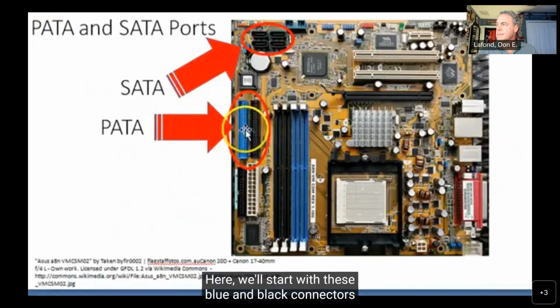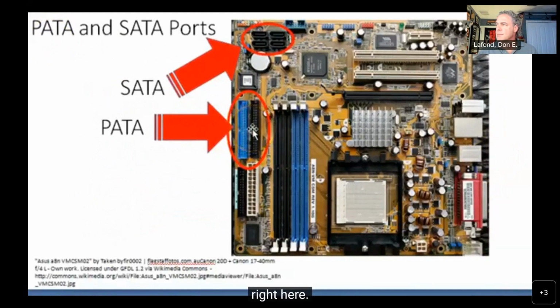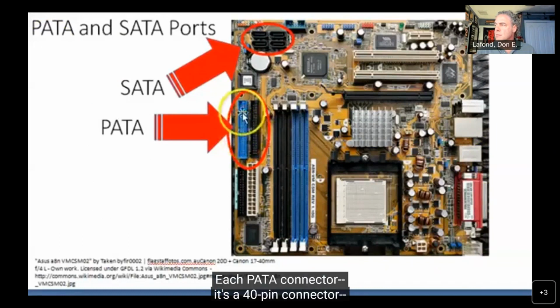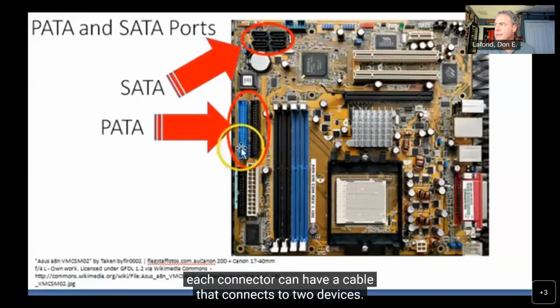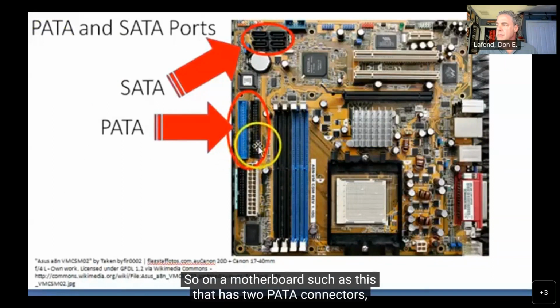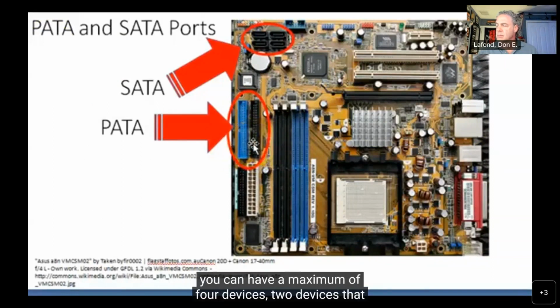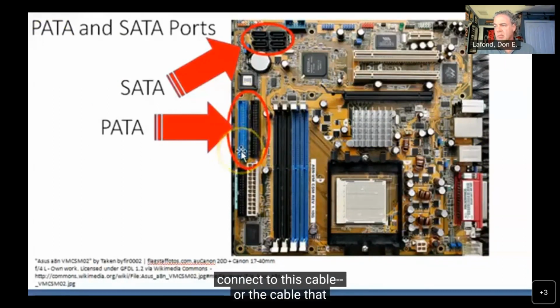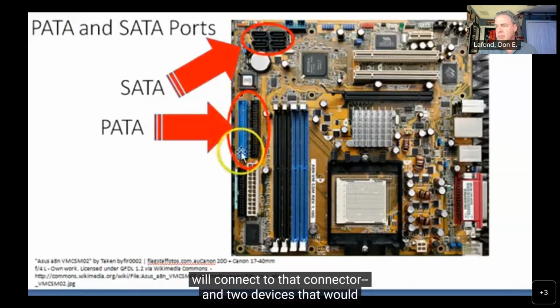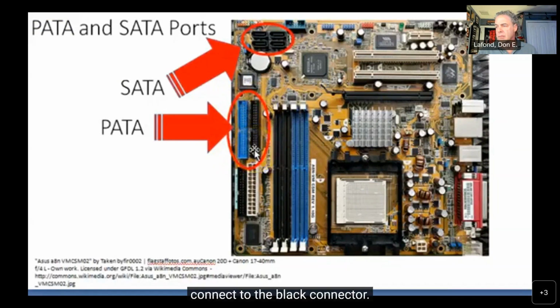Here, we'll start with these blue and black connectors right here. This is PATA connectors. There's 2 of them. Each PATA connector is a 40-pin connector. Each connector can have a cable that connects to two devices. So on a motherboard such as this that has two PATA connectors, you could have a maximum of 4 devices. 2 devices that connect to the cable that would connect to that connector, and 2 devices that would connect to the black connector.